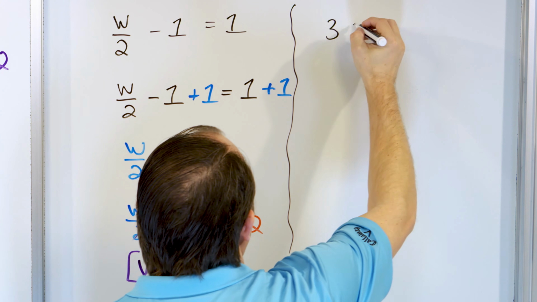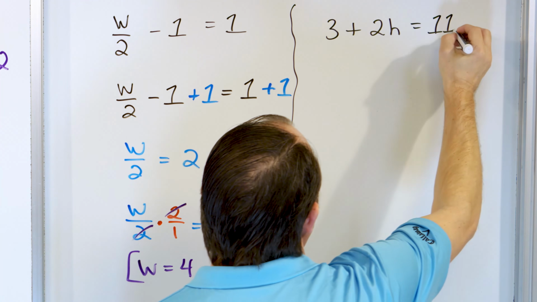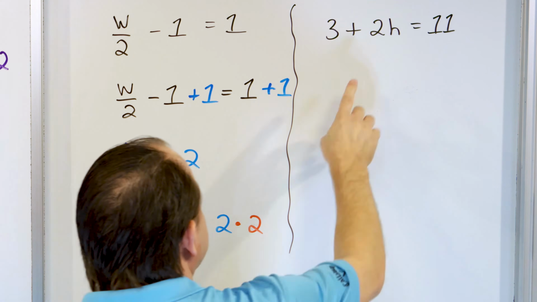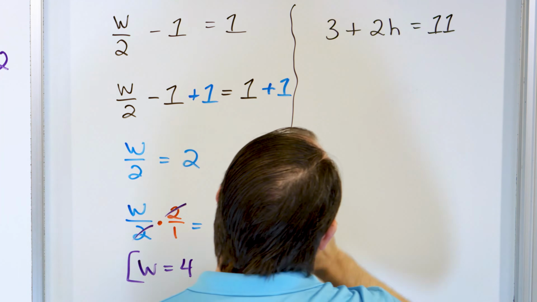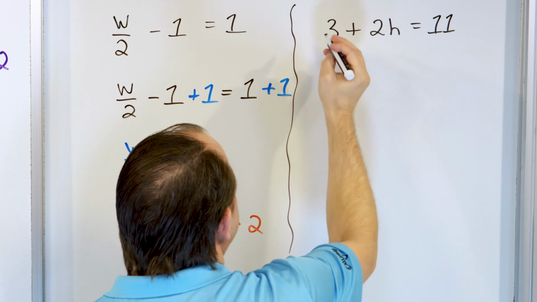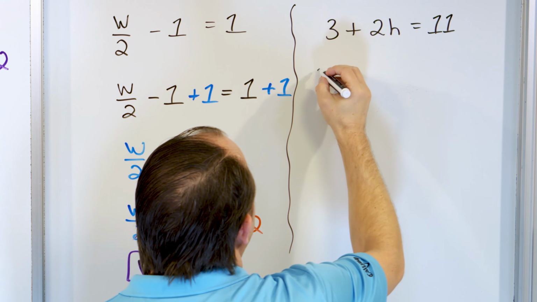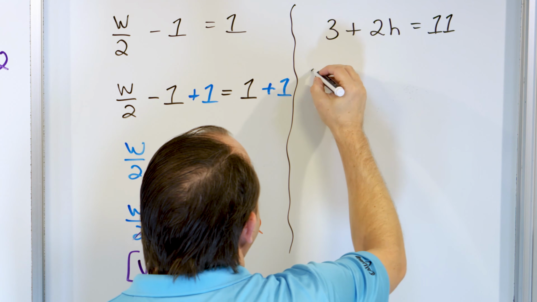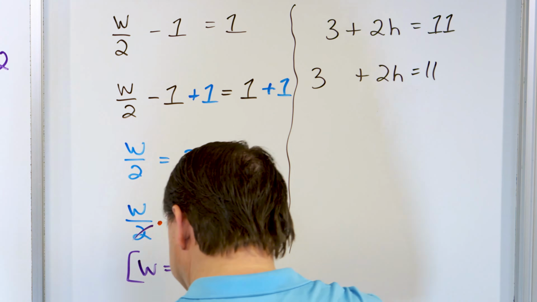What about 3 plus 2 times h is equal to 11? Again, some students will try to divide by 2, but if you do that, you have to divide the whole left-hand side by 2, which looks ugly. So instead, we're going to get rid of this 3 first. We'll say 3 plus 2h is equal to 11.